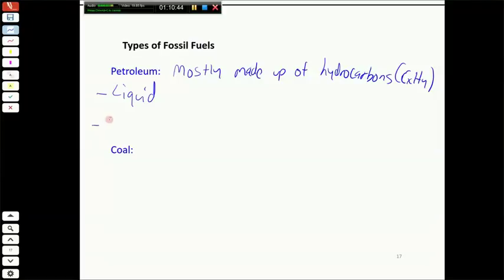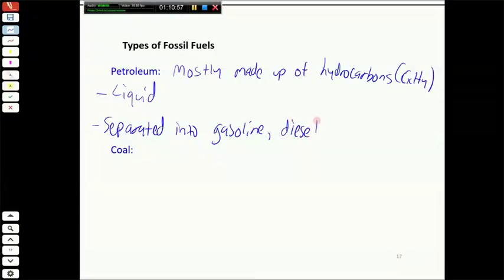And so that's what we do. We separate it into, as I said, gasoline, diesel, jet fuel. Those are the three that make the most money for the oil companies. But there's a lot of other important components that come out of petroleum as well. All right, so that's what we mean by petroleum. It's a liquid source. It's an impure source of fuel that we have to separate.